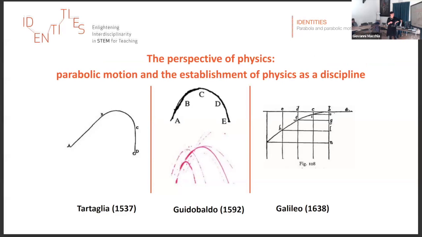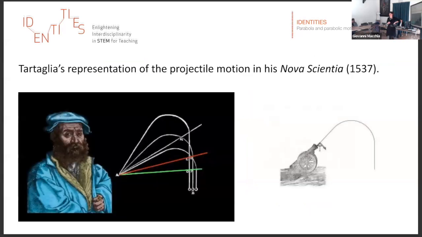So let's see about Tartaglia. What kind of epistemological obstacles can we see? So Tartaglia actually had a practical problem. His was the practical problem to find out the angles of the cannon in order to have the maximum range. That was a practical problem.